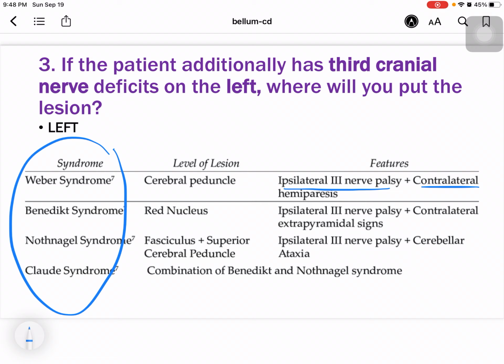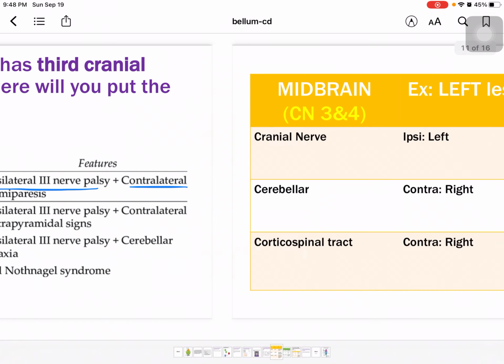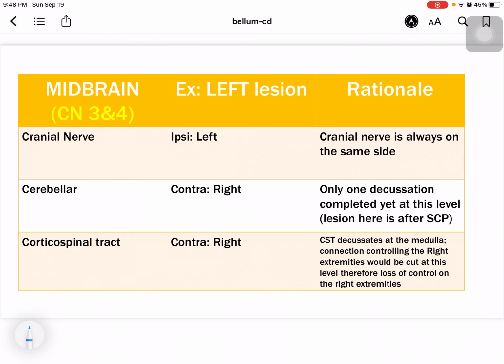So, pagka ganito yung binigay sa'yo, ang susundin mo lagi para malaman mo if it's the left or the right that is affected would be the cranial nerve. So, why is that? So, here, kasi yung cranial nerve mo, ipsilateral, hindi naman siya nagde-decussate. So, yung right cranial nerve mo, it would control din yung right eyes mo.